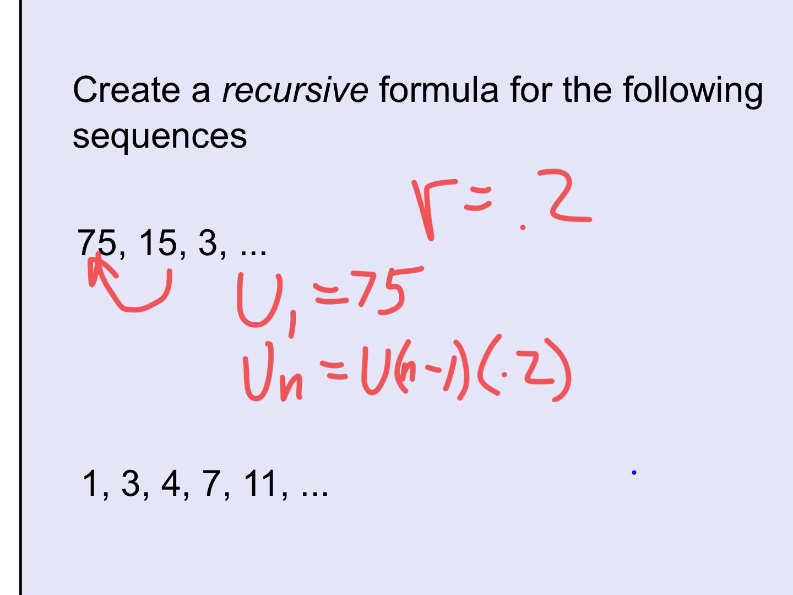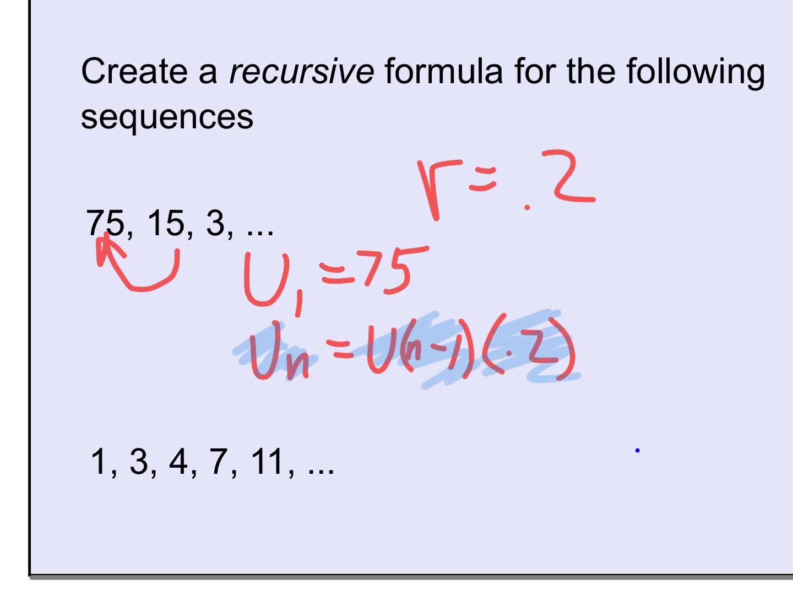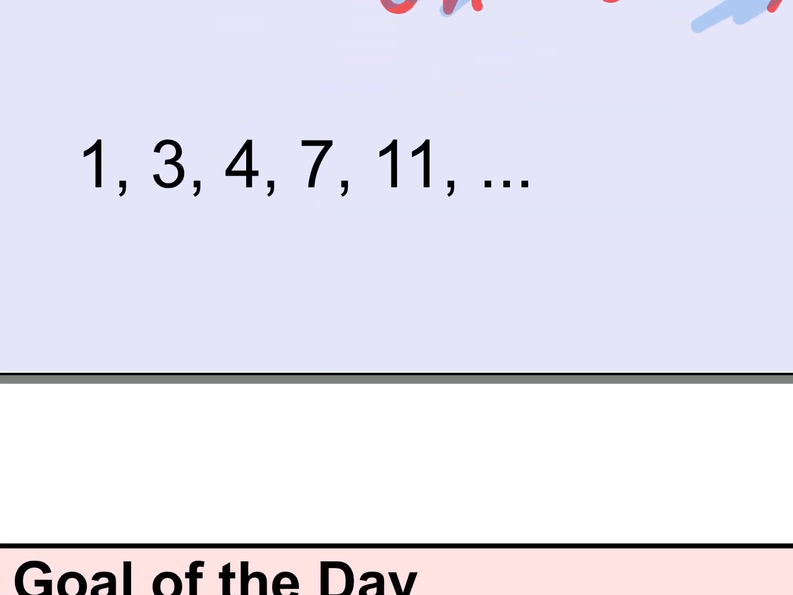It's called a recursive equation. U1 equals 75, they're saying what to start with, and this is saying that any random term is given by the term in front of it times 0.2. All right. Now that I coached you, this one should be easy. Write me an equation for that.